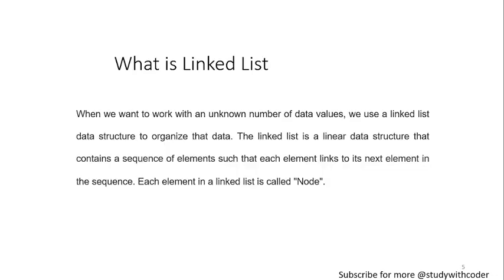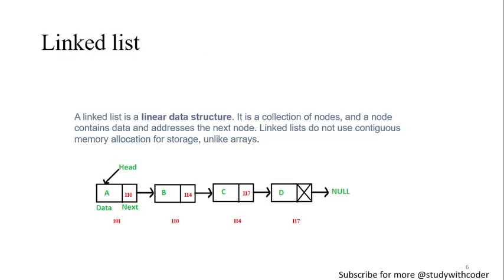So what is a linked list? When we want to work with an unknown number of data values, we use a linked list data structure to organize that data. A linked list is a linear data structure that contains a sequence of elements such that each element links to its next element in the sequence. Each element in a linked list is called a node.